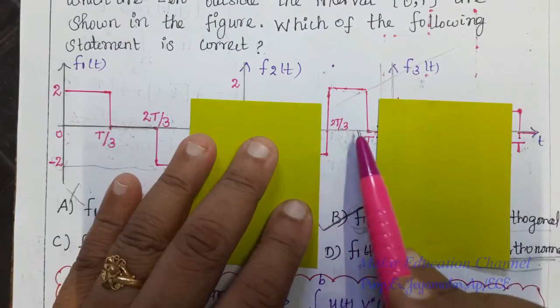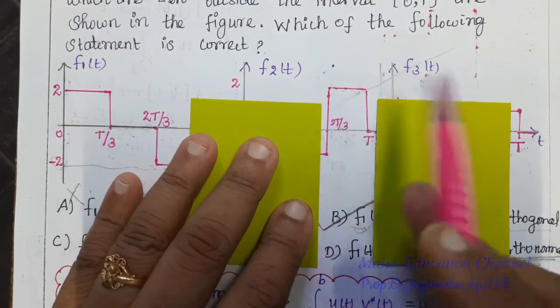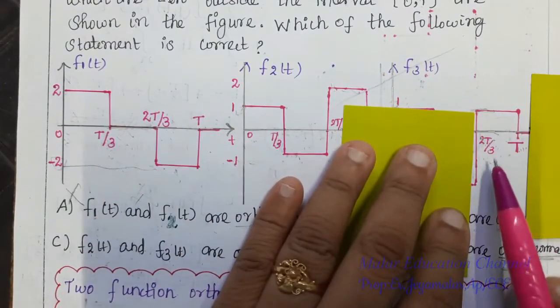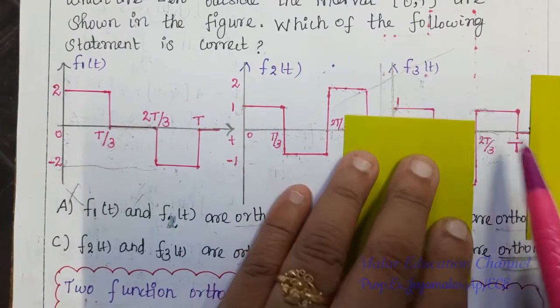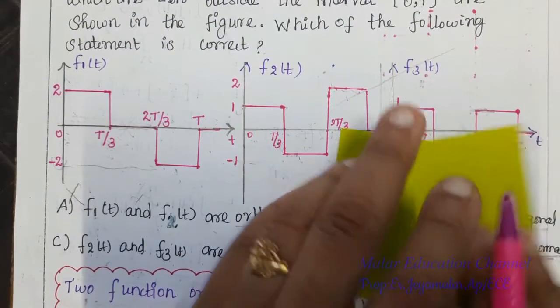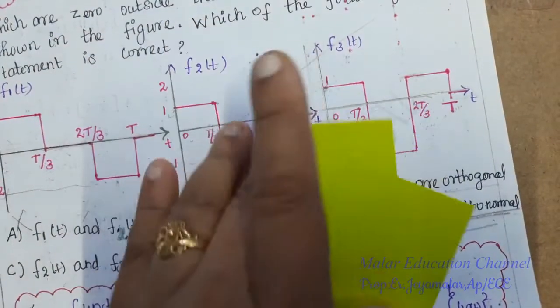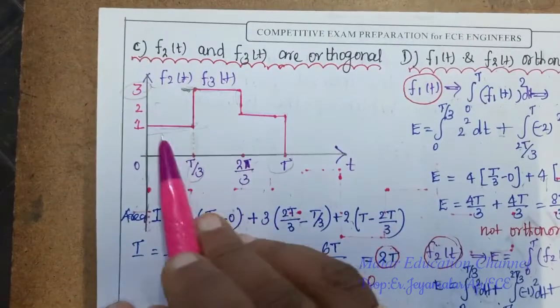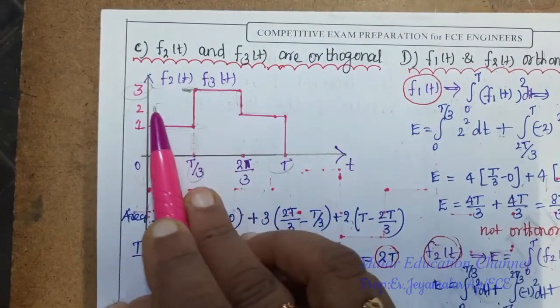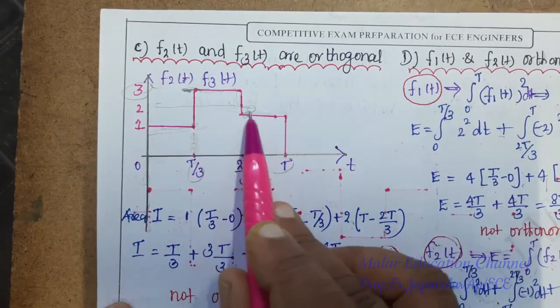The limit 2t by 3 to t, the amplitude is 2. Come to here, the limit from 2t by 3 to t, the amplitude is 1. So 2 into 1 is 2. See the diagram. The amplitude is 2. The amplitude is 2. This is for 2.